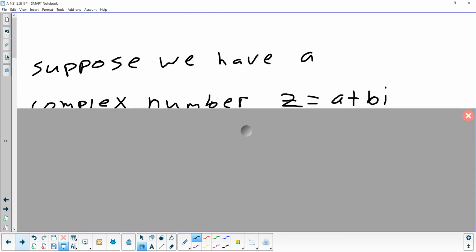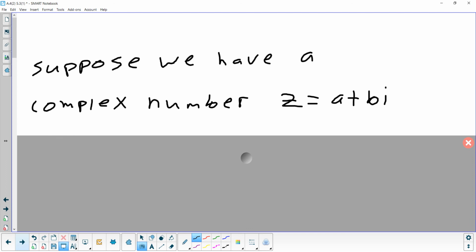So let's take a look at something we're going to need to do division. We're going to look at something called a conjugate. So let's say I had a complex number. I'm just going to name it z. That's what I usually name complex numbers, z. And the complex number z has a real part to it, and it has an imaginary part. The real part is a, and the imaginary part is b. And the a and the b would be numbers if we were doing an actual problem.